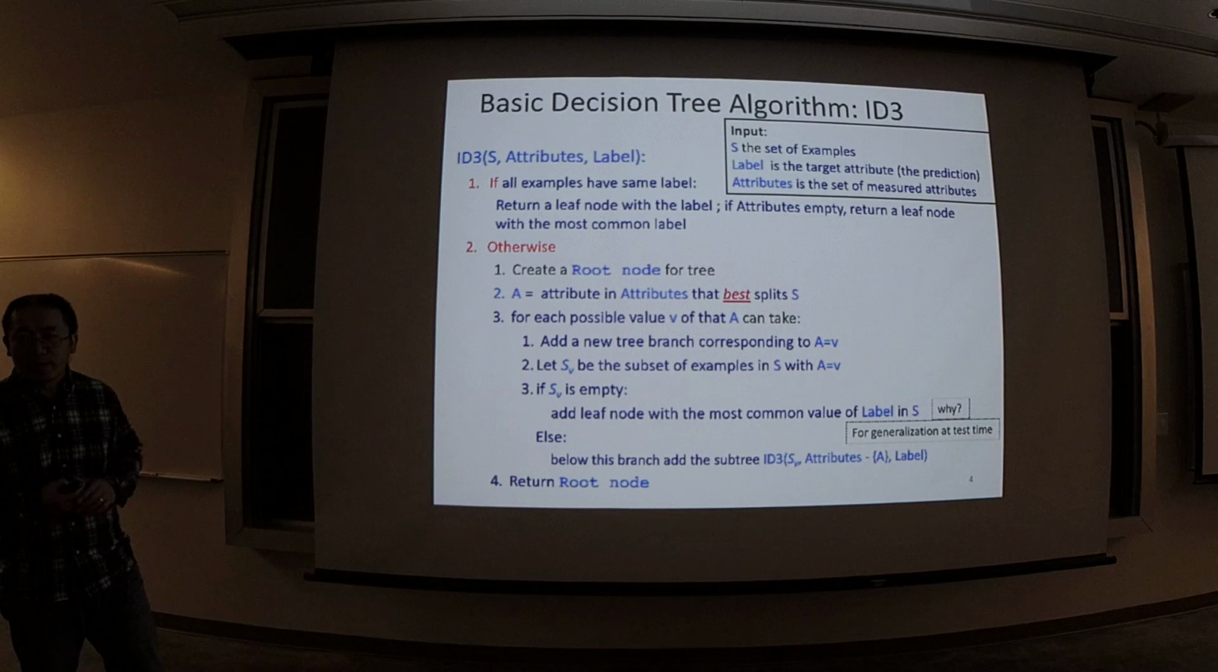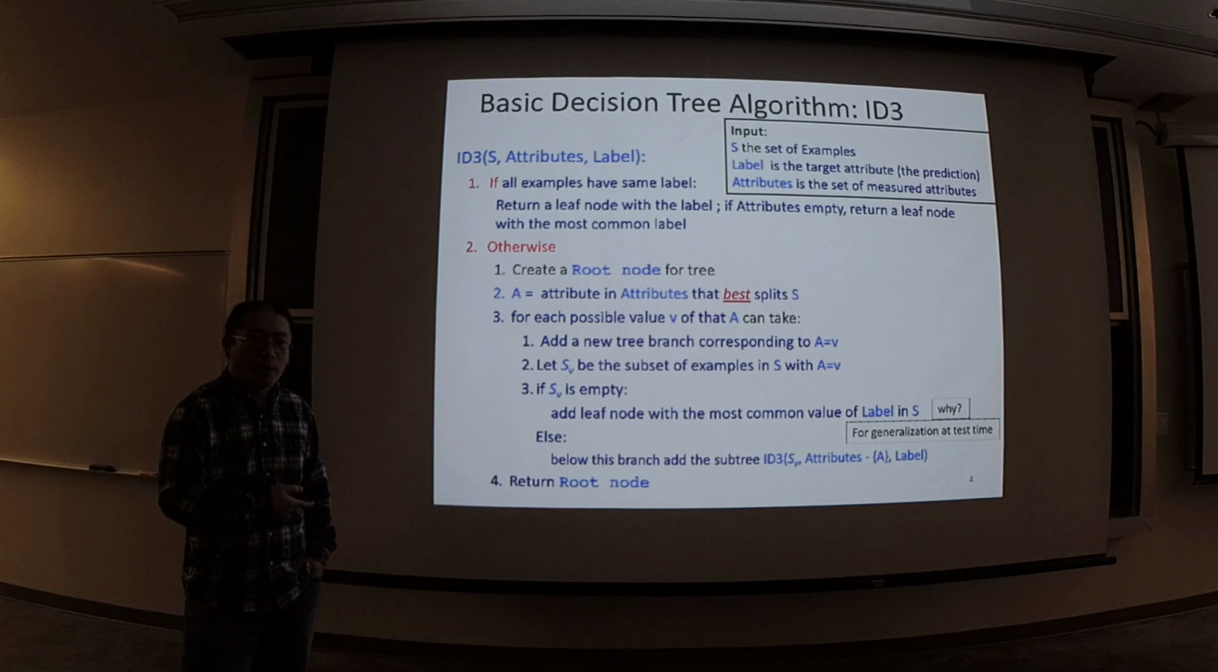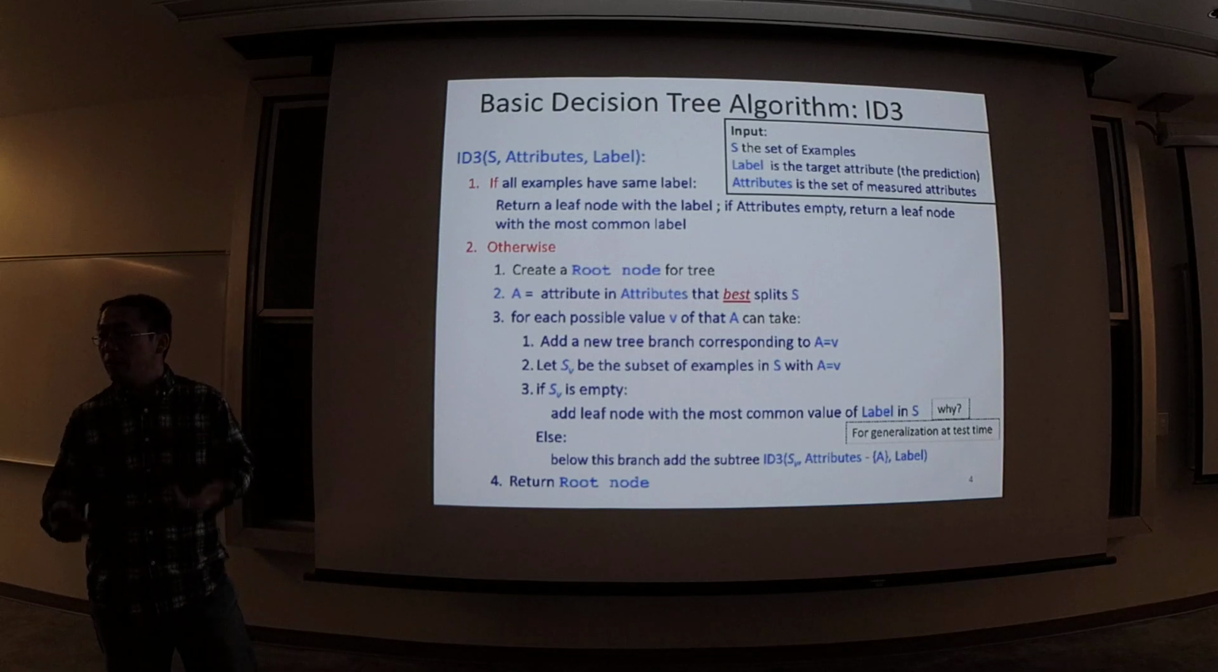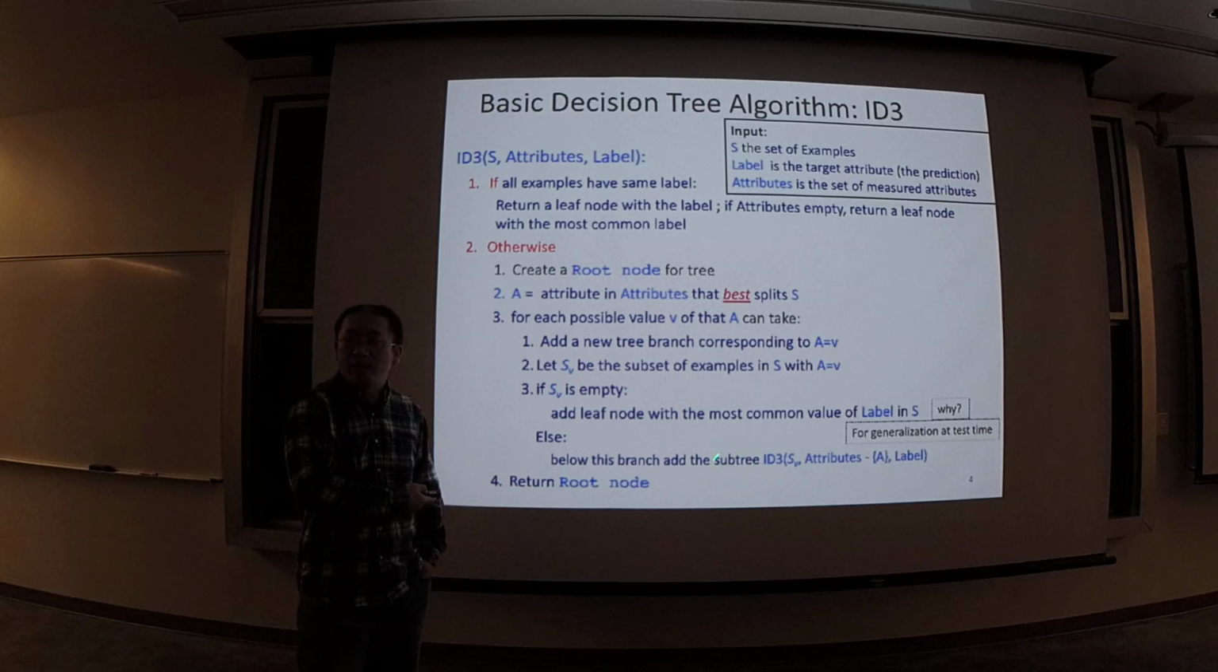Otherwise, if SV is not empty, we can still recursively partition the subset SV, right? How can we do that? We just call ID3 again, right? That's the ID3 call itself, right?